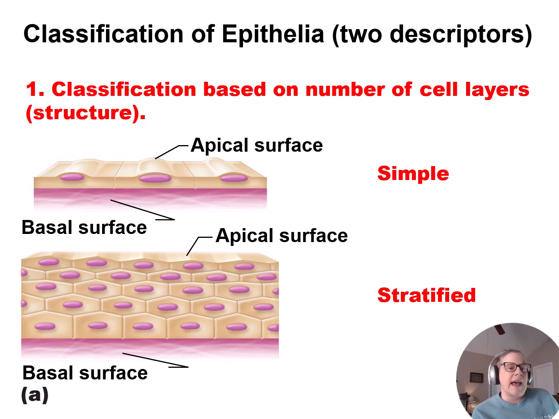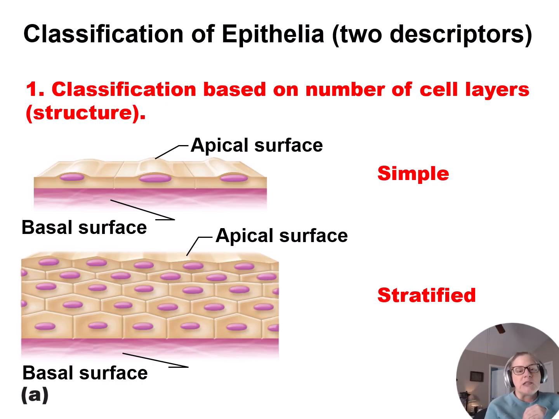Next, we're going to get into how epithelial tissues are named. This naming scheme is only going to be used for epithelial tissues. So when we get to connective tissues and the other ones, they're going to have their own naming scheme, and this will no longer apply. When we're naming epithelia, we have to use two different descriptors in the name.